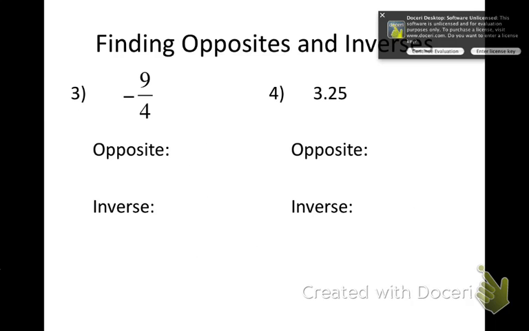All right? Try number 3 and 4 here. Opposite of number 3, negative 9/4. What would the opposite of that be, Colin? Yeah, positive 9/4. Okay, inverse of negative 9/4 would be what, Jarrett? Negative 4/9. Negative 4/9. Very good. And again, the fractions, we're all starting to see the fractions. A lot easier to do inverses with fractions.